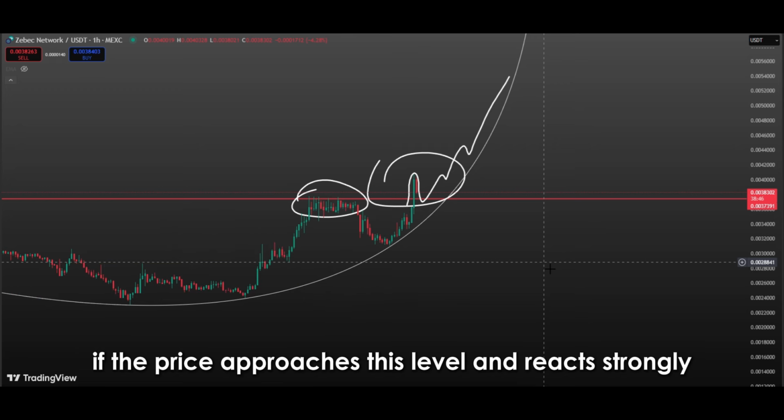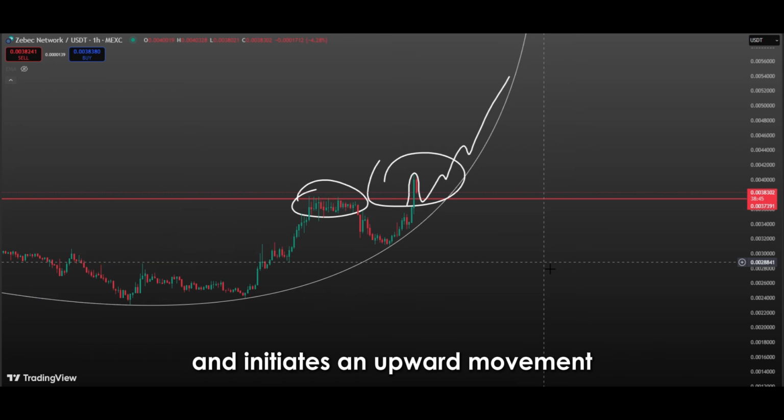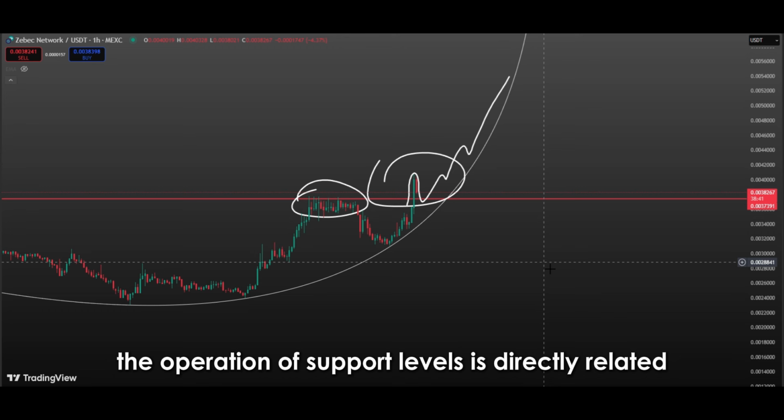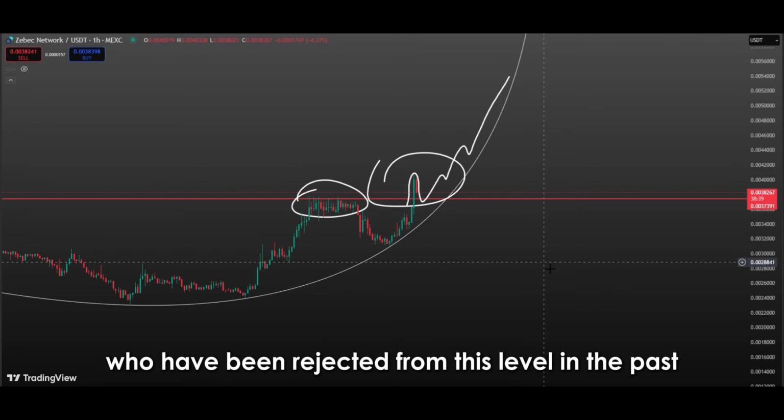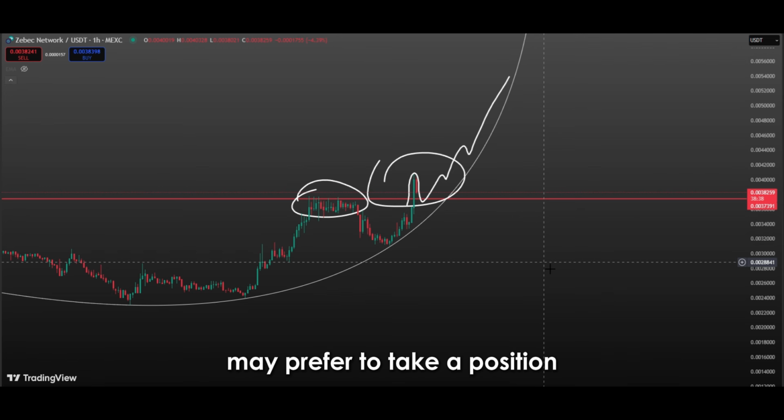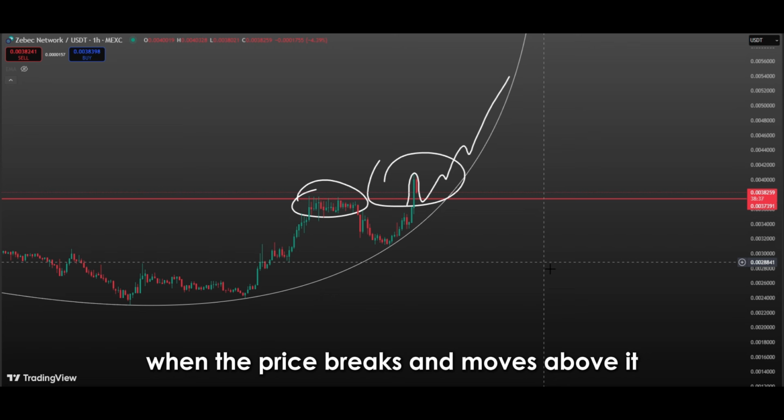If the price approaches this level and reacts strongly and initiates an upward movement, this is technically considered a buy signal. In such a scenario, it can be concluded that the support level remains active and buyers are defending this zone. The operation of support levels is directly related not only to the graphical appearance, but also to investor psychology. Traders who have been rejected from this level in the past may prefer to take a position when the price breaks and moves above it.